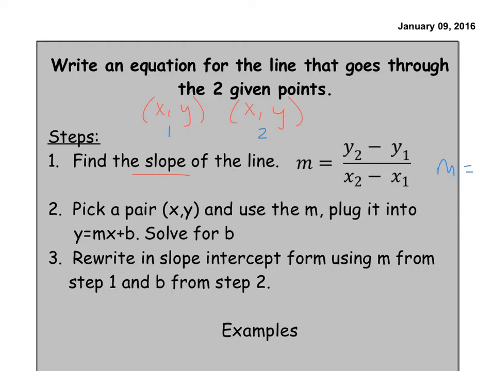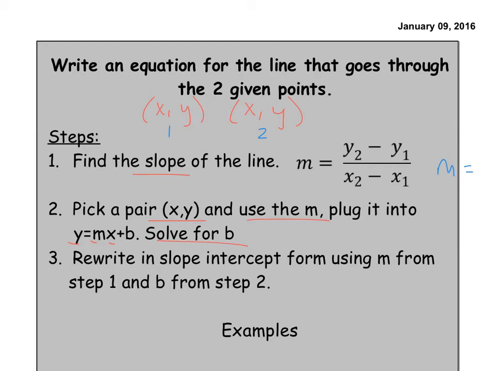After you find the slope and have an m equals value, you're then going to pick one of the ordered pairs. Just pick one of the values of x and y. Use that and the found value of slope to plug into y equals mx plus b. So you'd have a y value, an m value, and an x value, and you'd be solving for b, much like we did prior to this lesson.